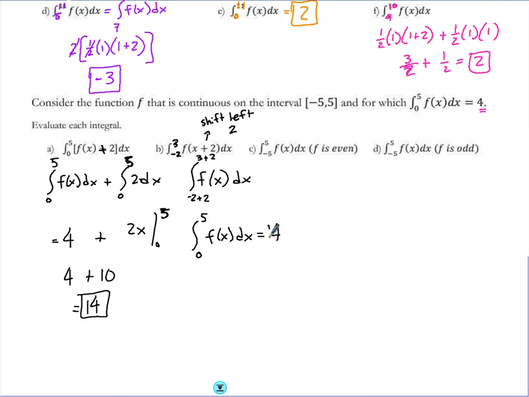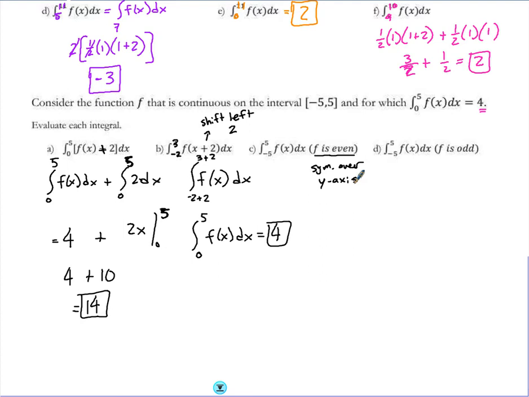So here in part C, we're looking at an integral from -5 to 5 of f of x dx. They do tell me that this function f of x this time is an even function. And if you remember anything about even functions, they are symmetric over the y-axis. So because of symmetry over the y-axis, I know that the areas on either side of x equals 0 are going to be equal to each other.